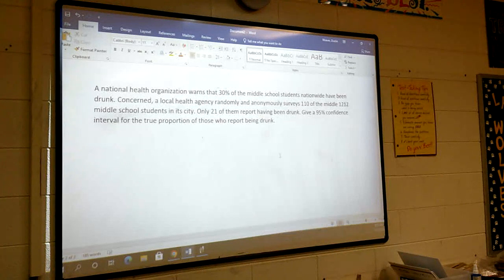It says a National Health Organization warns that 30% of middle school students nationwide have been drunk. Concerned, a local health agency randomly and anonymously surveys 110 of the 1,212 middle school students. So we actually know how big our population is here. It's 1,212 in the city. Only 21 of them report having been drunk. So 21 out of that 110, that's our p-hat, our proportion. Give a 95% confidence interval for the true proportion of those who report having been drunk. And we're talking about middle school students in this city.